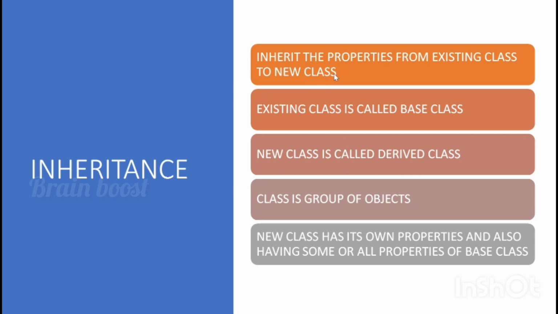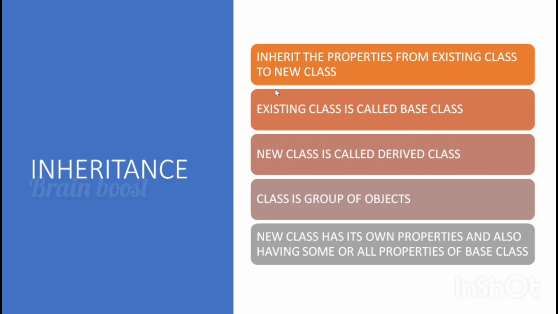What do we inherit from the existing class? What is meant by existing class? For example, in our family, parents are called the existing class. So, the existing class is called the base class. Our parents are called the base class. The children are called the new class, or derived class. So here the children, the derived class, inherit the properties from the base class.